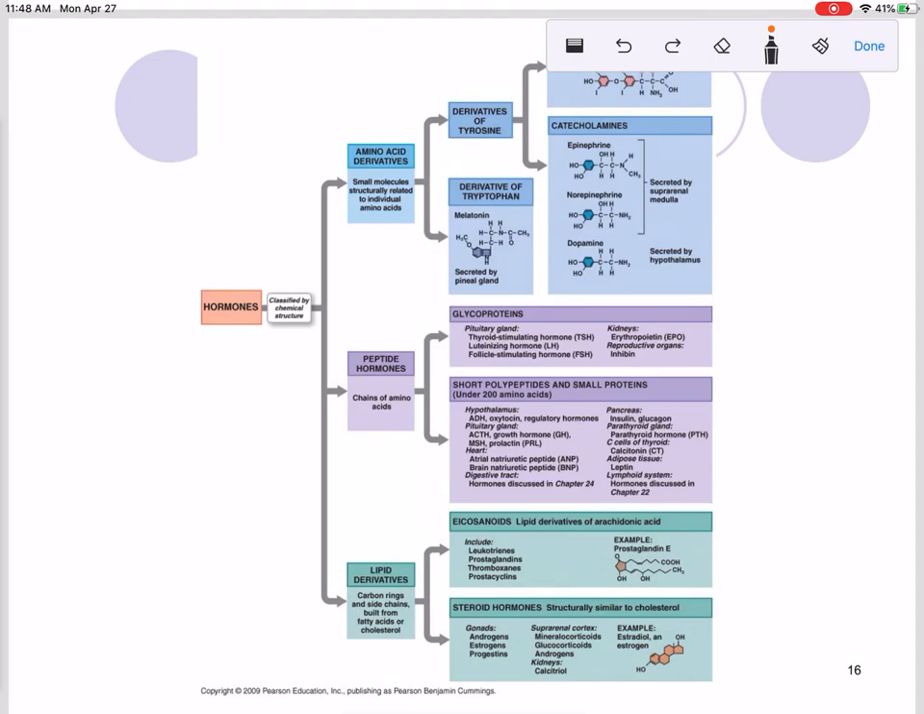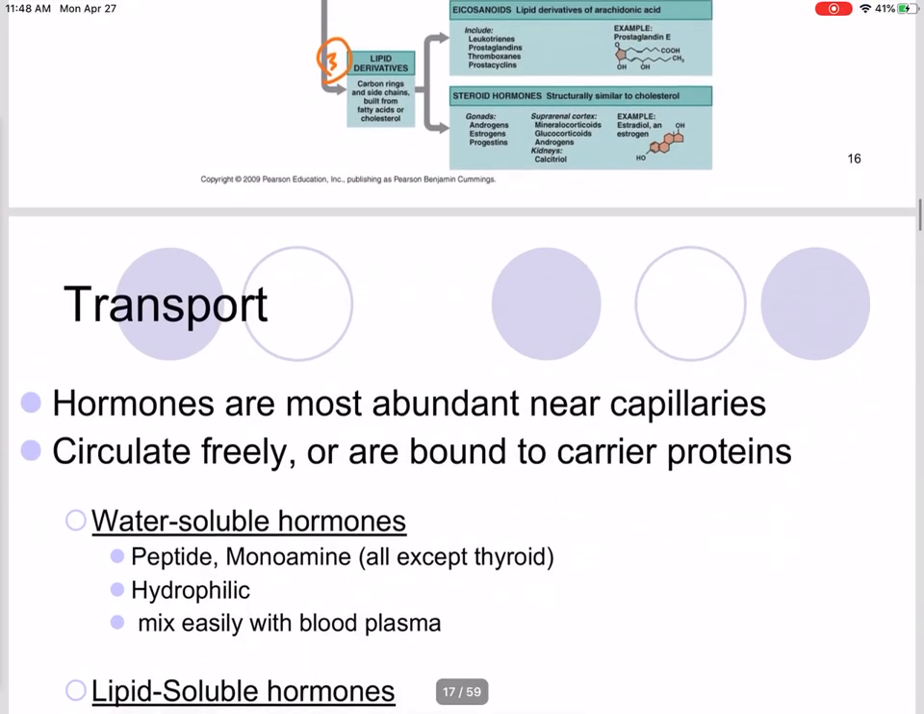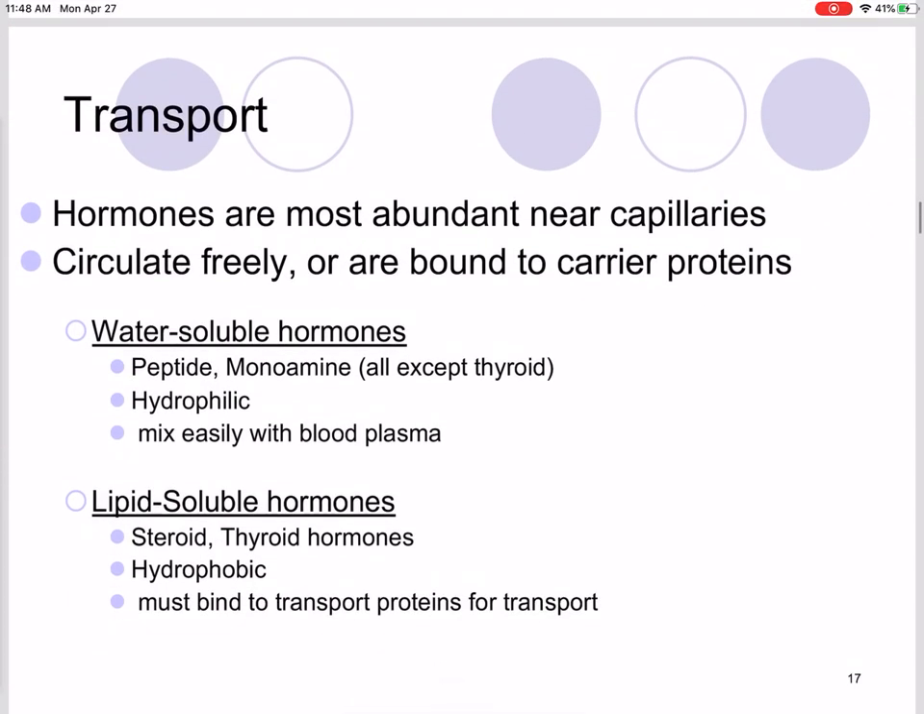Okay, here's a visual if you want to look at the breakdown of hormones. This gets pretty specific, but we have a chemical structure classification. We talked about the peptide hormones, which are most common. We talked about the amino acid derivatives, or the monoamines, and then the lipid or steroid hormones.